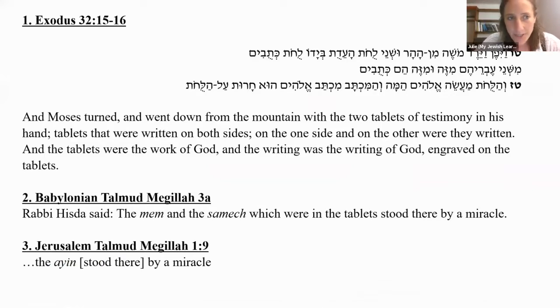Okay, so the first text is from Exodus or Shemot, and this is about the tablets. Vayifen vayered Moshe minahar ushne luchot ha'edut biyado. Luchot ktuvim mishne avrehem mizeh umizeh em ktuvim. And Moses turned and went down from the mountain with the 2 tablets of testimony in his hand. Tablets that were written on both sides. On the one side and on the other side were they written.